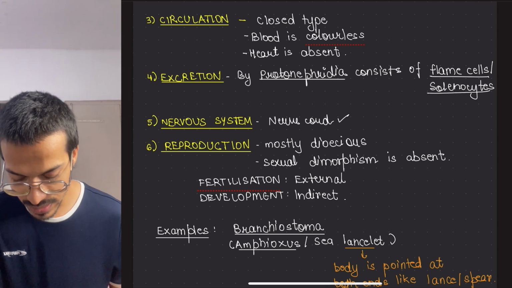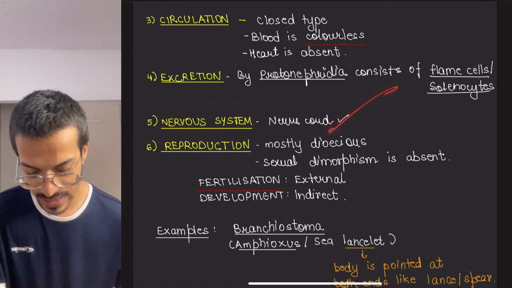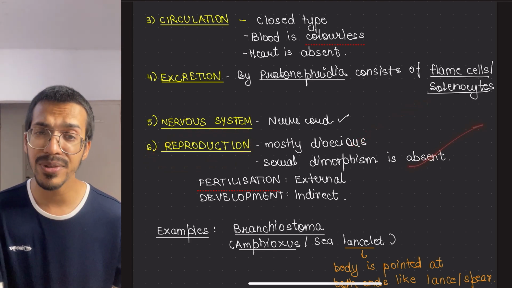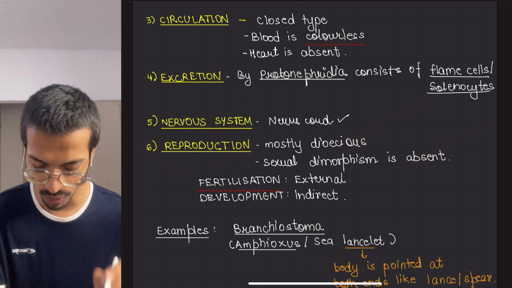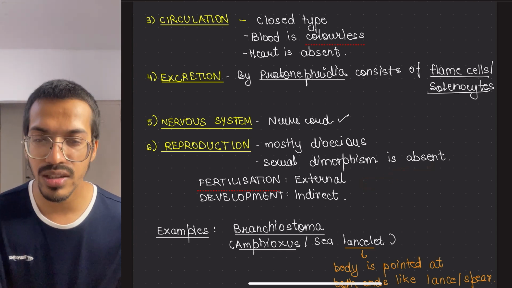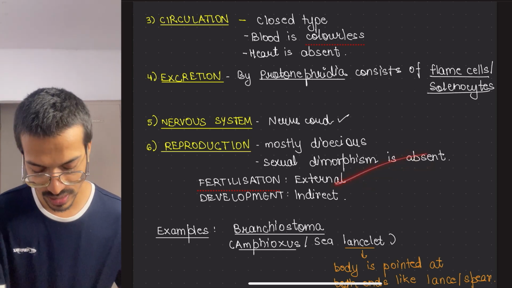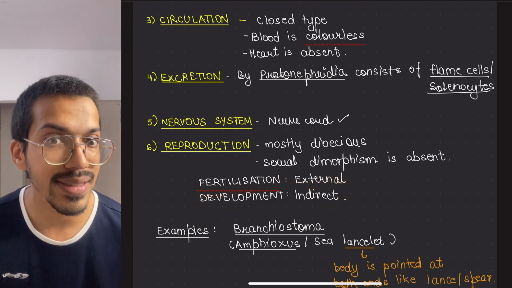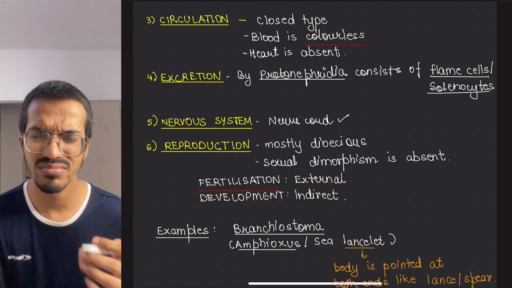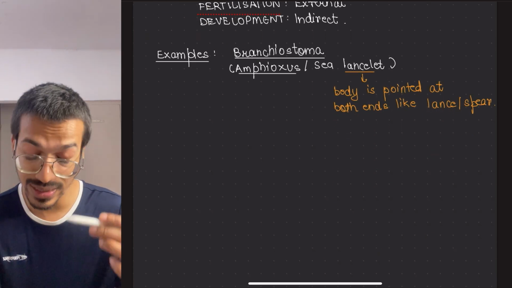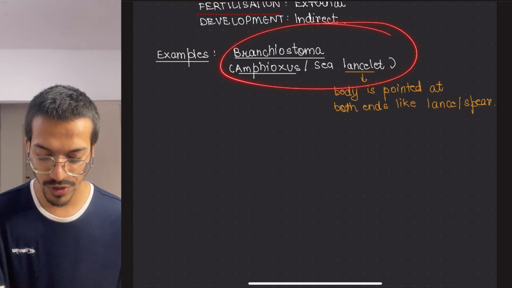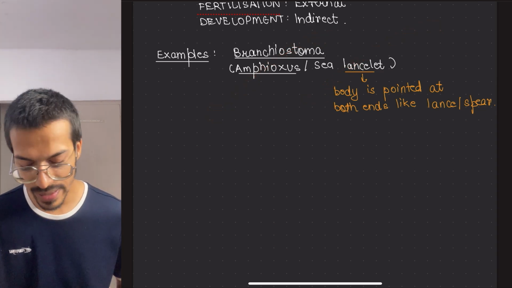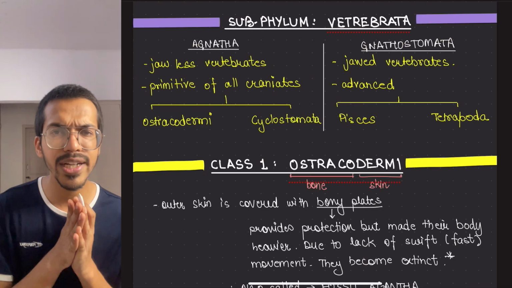Then comes the nervous system. The nerve cord is present. Then reproduction: mostly they are dioecious. Sexual dimorphism is absent, meaning you can't tell which is male and which is female. Fertilization is external, in the sea water, and direct development takes place. The example is Branchiostoma, which is called Amphioxus, the sea lancet, with a body pointed on both sides like a lancet, which I have already explained to you.